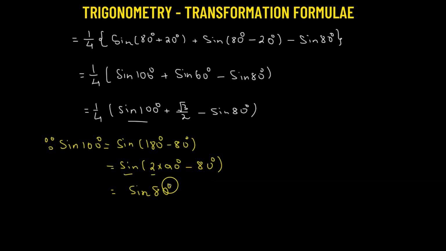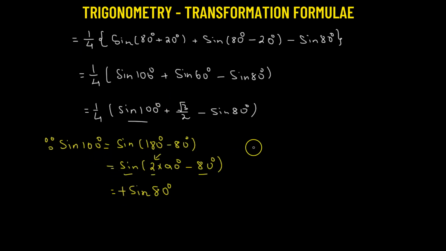However, we also have to be careful about the sign. Now 2 times 90 indicates that we are in the second quadrant, as given by this number 2. But then again, we are also subtracting 80 degrees from it. 80 degrees is an acute angle, so it's not going to affect in which quadrant we lie. We are still going to lie in the second quadrant. And luckily in the second quadrant, the sine function is positive. So here we have sine 100 degree is equivalent to sine 80 degree.